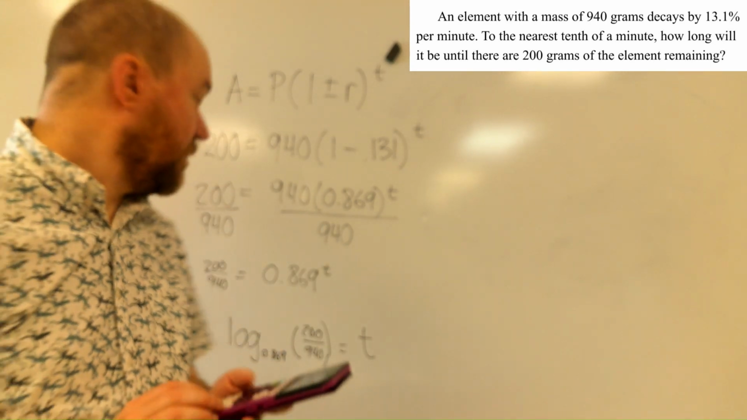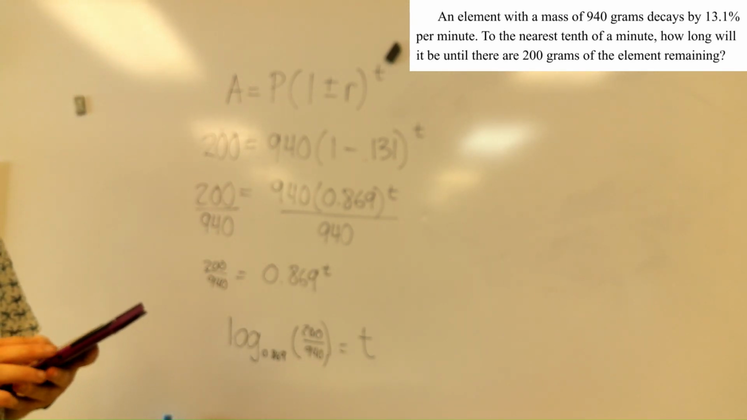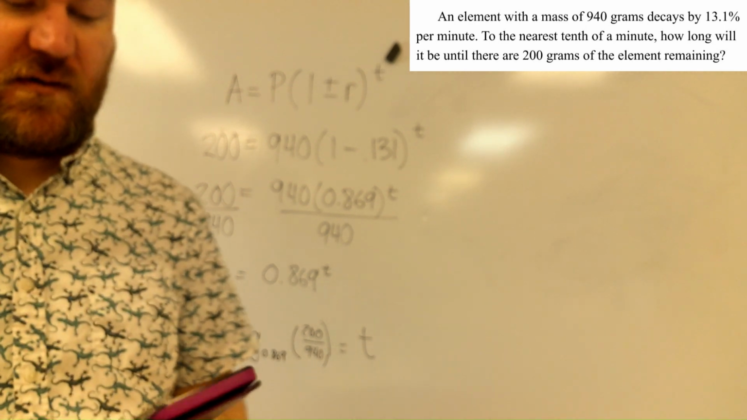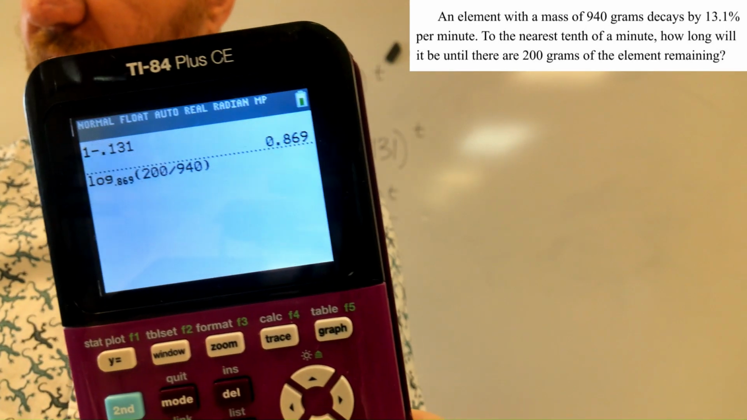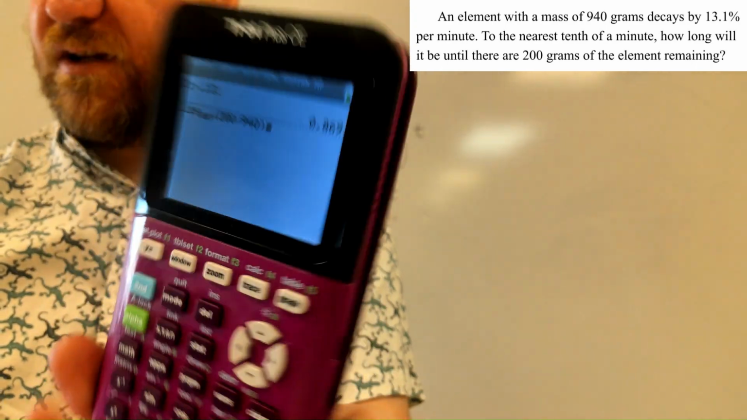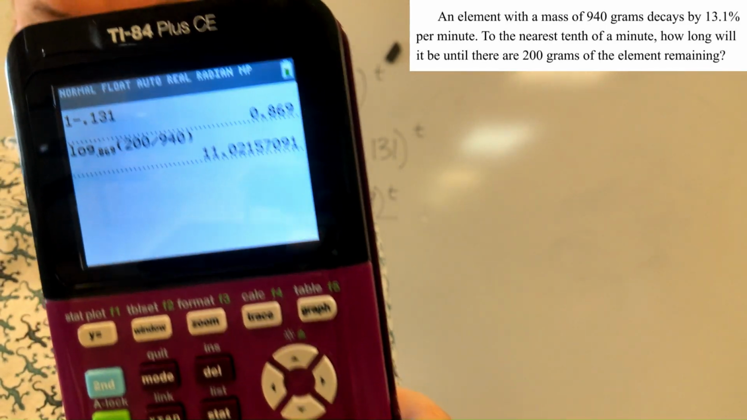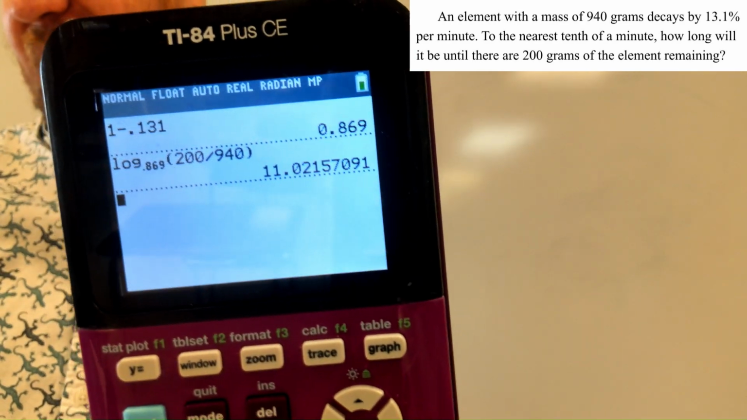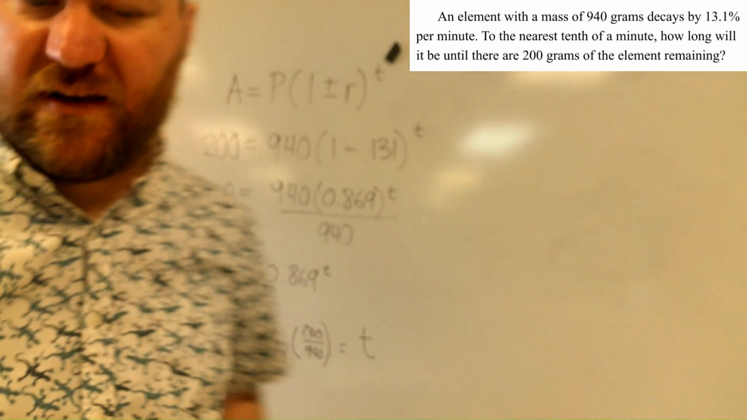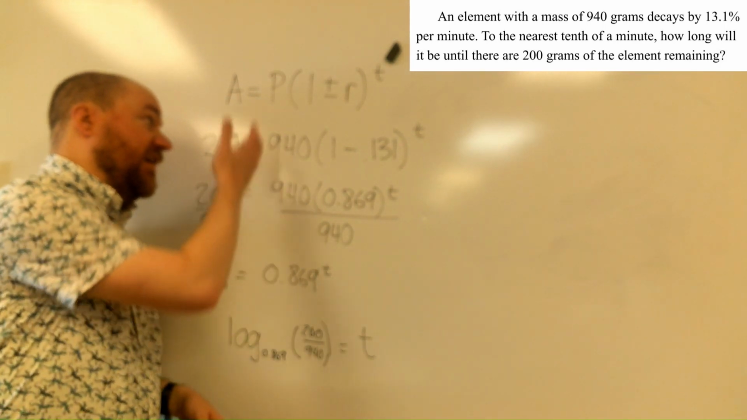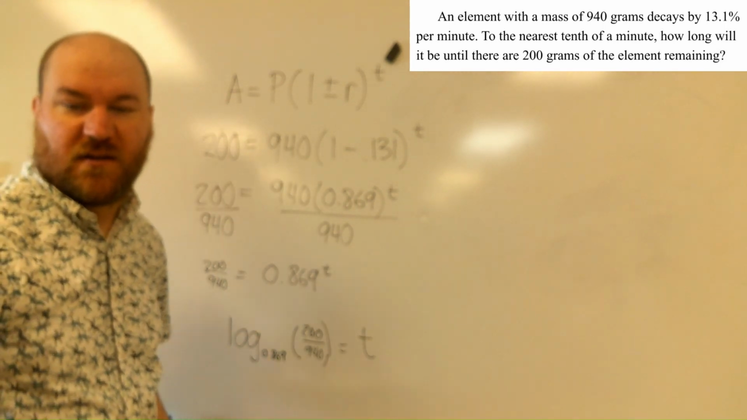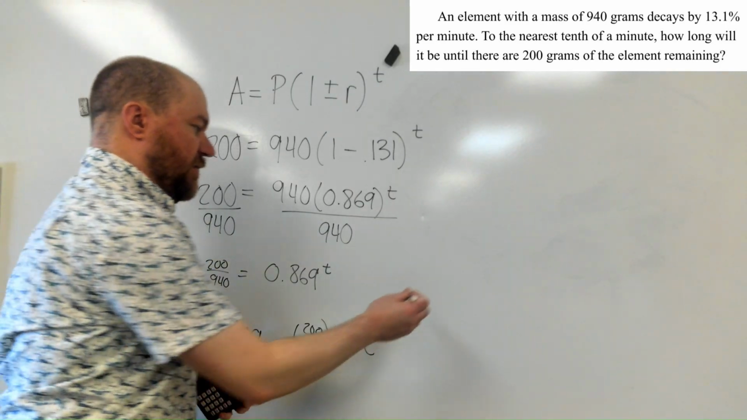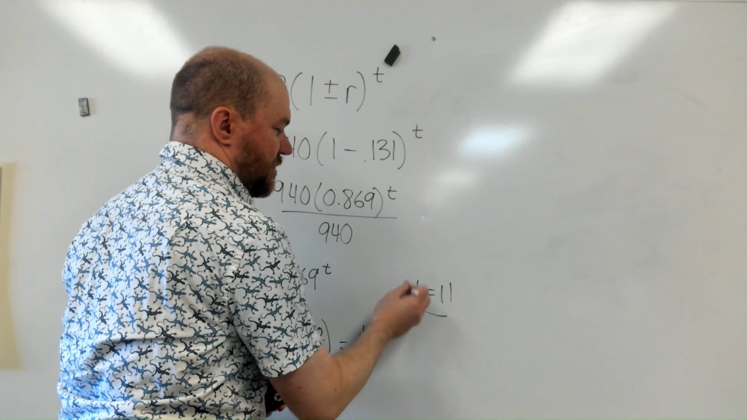And we need a log base of 0.869 of 200 over 940. So this is what my calculator looks like. I'm going to hit enter. And this is round to the nearest tenth of a minute. So that'll be 11 minutes. All right, so the answer to this whole question, if I can get it to come into focus here, is 11 minutes. Time is 11 minutes.